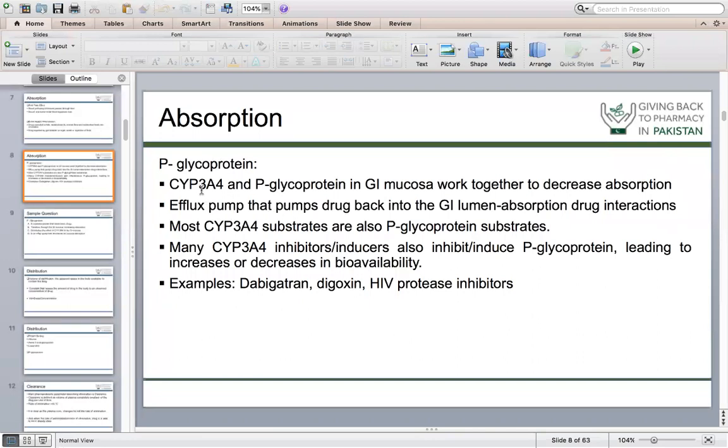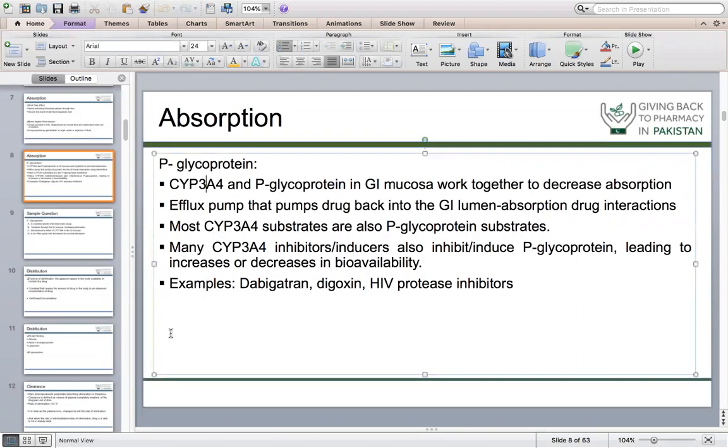Okay, so what is important about this P-glycoprotein? There are very important clinically significant drug interactions associated with this drug transporter, or reverse transporter. And it works with another important enzyme which is also present in the GI tract, which is the CYP3A enzyme. It's also present in the liver, but also in the intestine. And these two work together to decrease absorption.